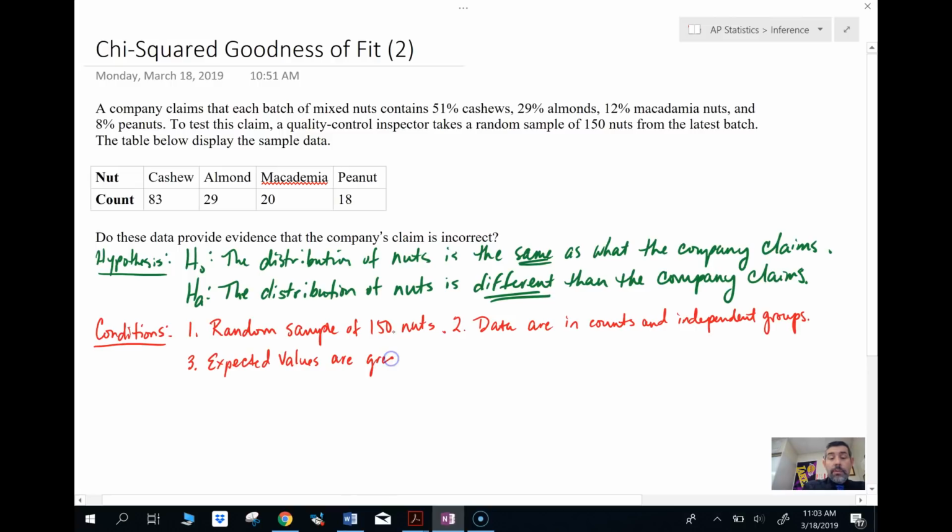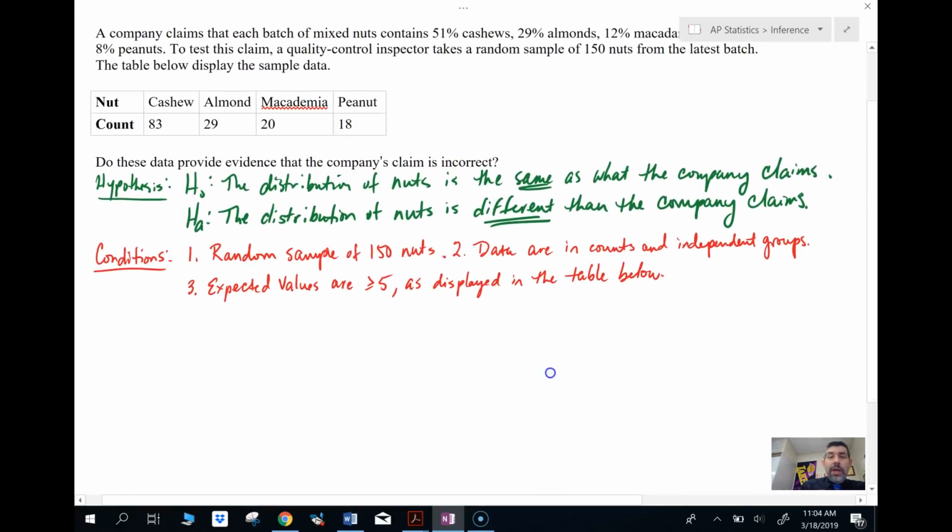are going to be greater than or equal to 5, as displayed in the table below. I'm going to go ahead and make my expected value table here, and I want to make sure that I tell them where I'm referencing. The table below that I'm drawing is going to have my expected values. So we want to make sure that we do that.